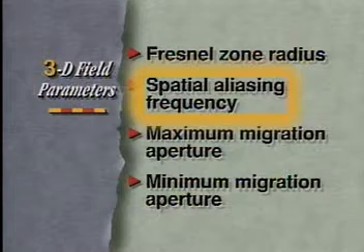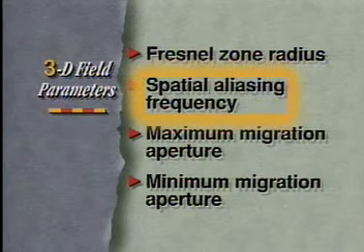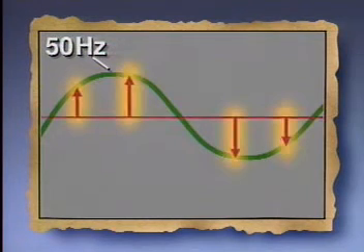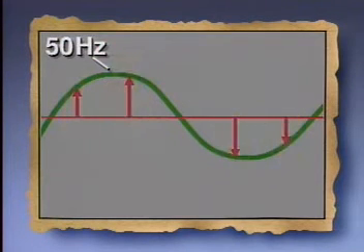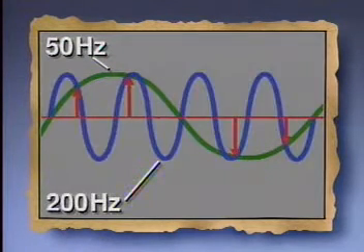Next, let's compute the spatial aliasing frequency for the prospective horizon. We'll use this value to select the sampling rate, the spacing between survey lines, and the optimum CMP interval spacing, critical factors in the cost of the survey. When we sample a wave, our results may be ambiguous. For example, is this a wavelength of 50 or 200 Hertz? We call this ambiguity in sampled data aliasing.